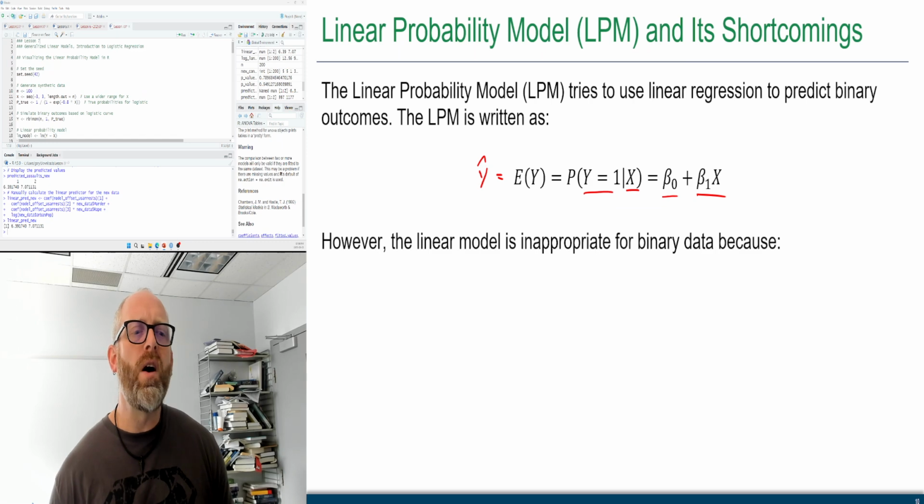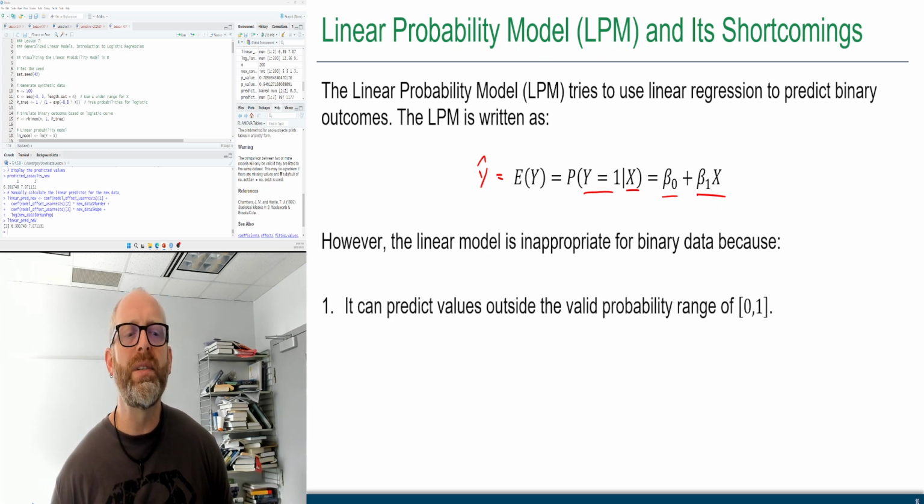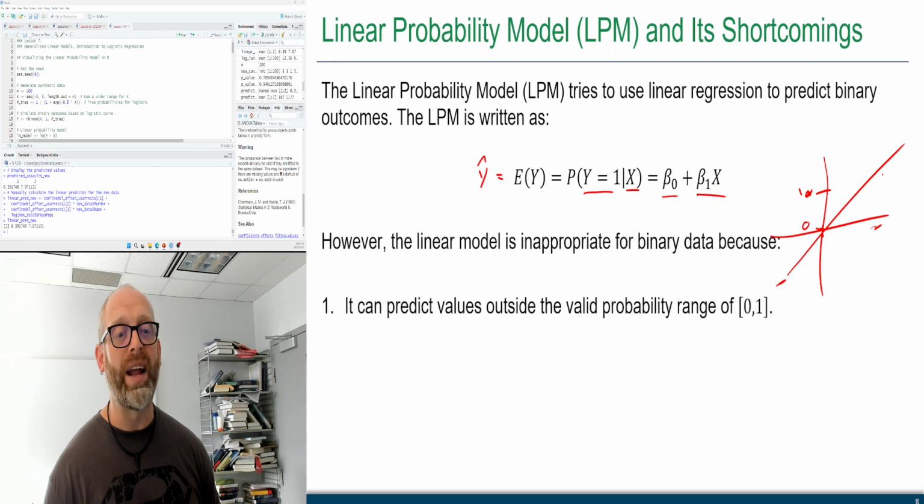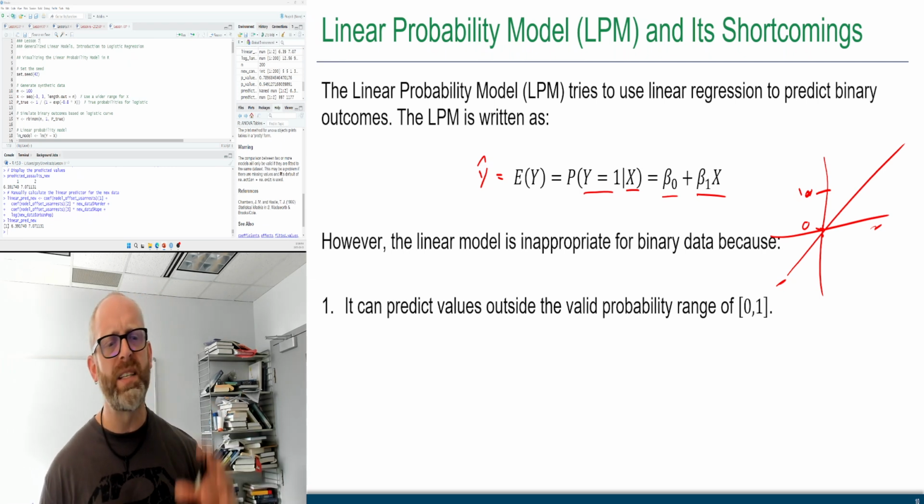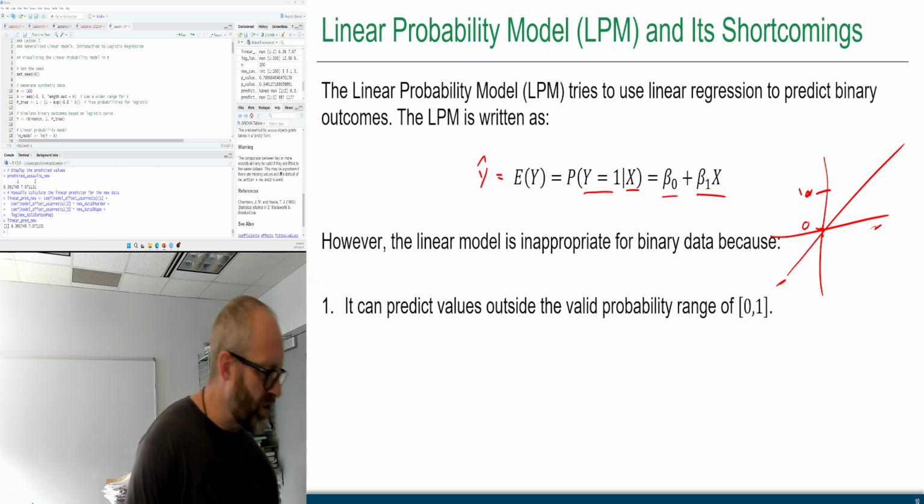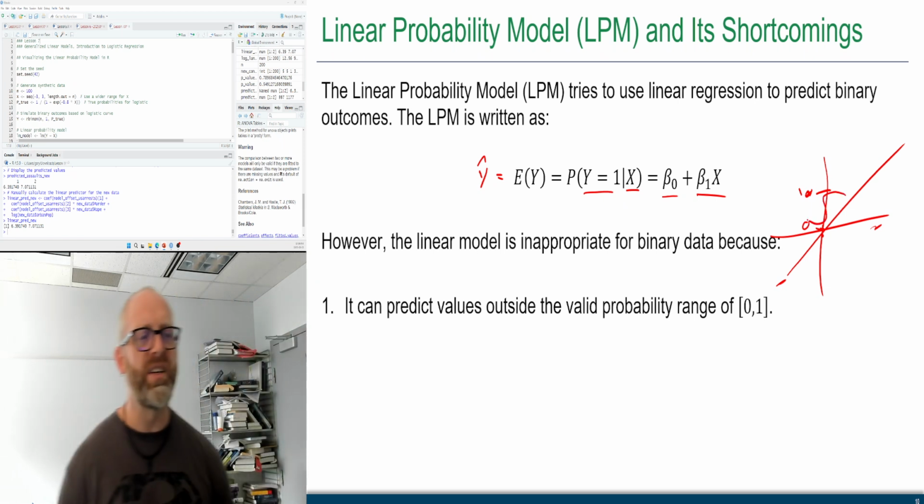However, the linear model is inappropriate for binary data for a couple of reasons. The first is that it can predict values outside of the valid probability range of 0 and 1. If I have my graph here with some line, with outcomes between 0 and 1, there are specific values of x over here and over here that give me values outside of that range. That's not going to be good. For specific values of x, we always want it to be between 0 and 1. This is why we're eventually going to use the logistic function, which is an s-shaped function.